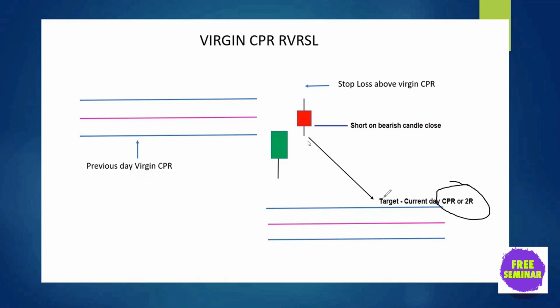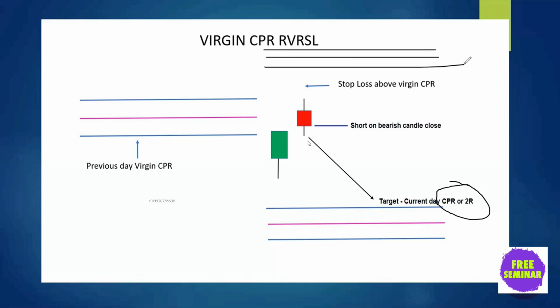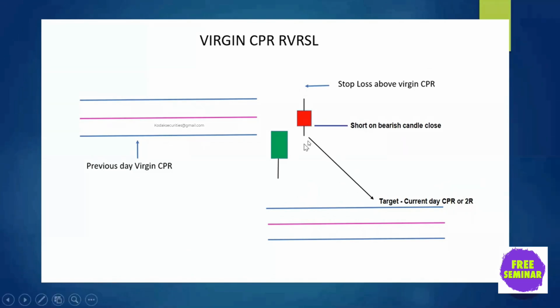If there is no current day CPR, for example, instead of CPR being here, current day CPR is here, then you will take profit at 2R because CPR is there, right? You will short here, stop loss here. Once price moves 2R, you can take that profit.